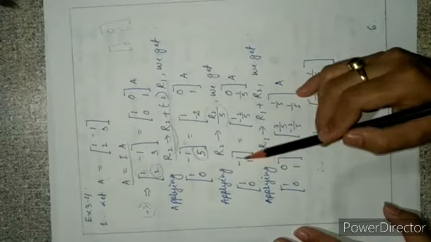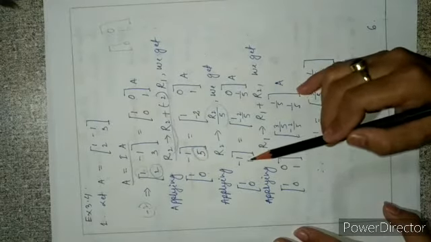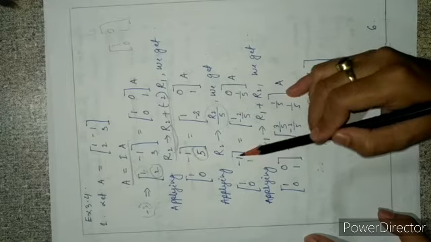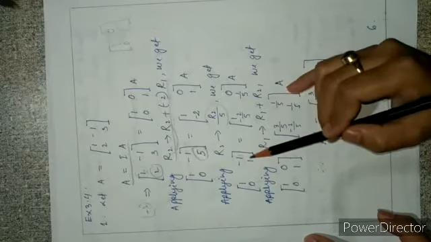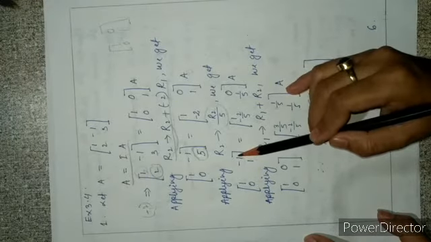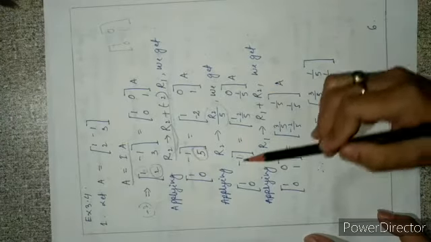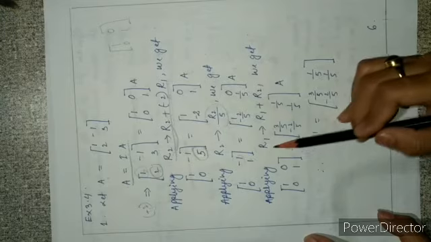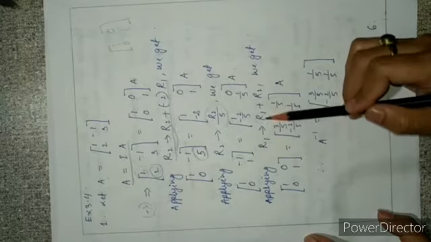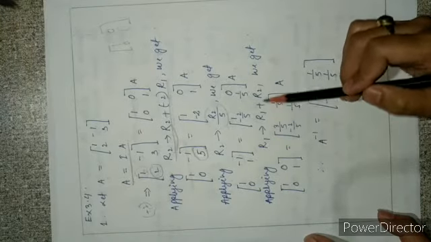By using this element 1, make the corresponding element -1 equal to 0. 1 plus -1 is equal to 0. So applying R1 tends to R1 plus R2. This -1 lies in the first row, so we have to write R1 tends to R1 plus R2.